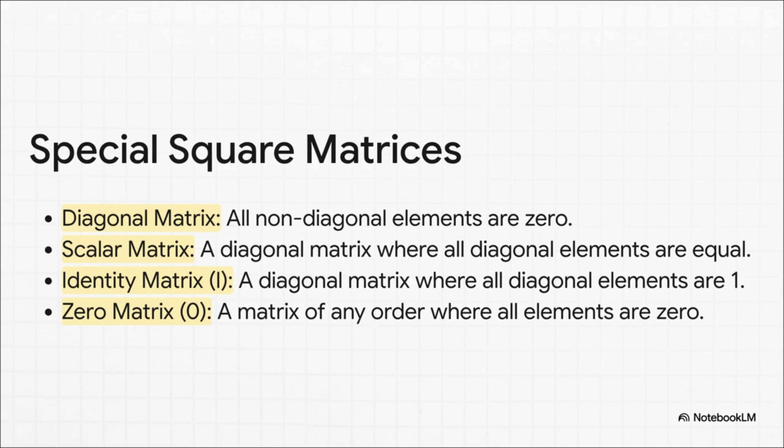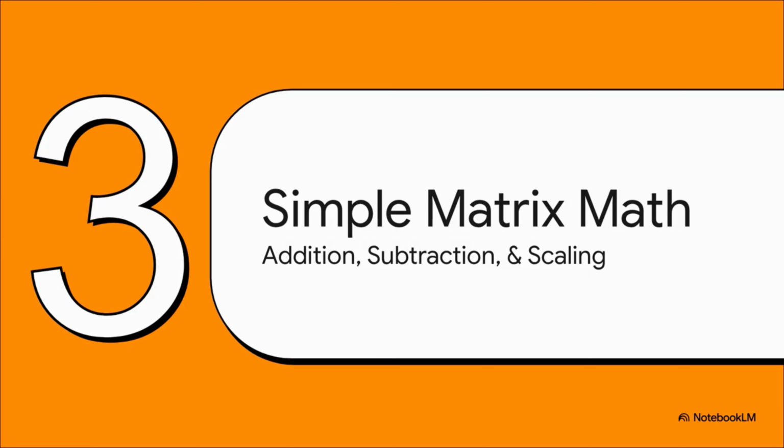Now, inside that square matrix group, there are a few special members. A diagonal matrix is one where numbers only exist on the main diagonal line. Everything else is zero. If all those diagonal numbers happen to be the same, we call it a scalar matrix. And then there's the superstar, the identity matrix, where the diagonal is all ones. This guy acts just like the number 1 in regular math. And of course, there's the zero matrix, which is just full of zeros. Pretty straightforward. All right, so we've met the players. Now let's see them in action.